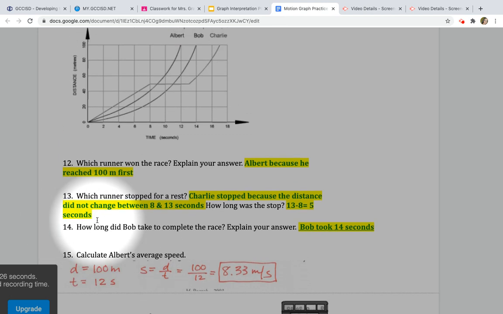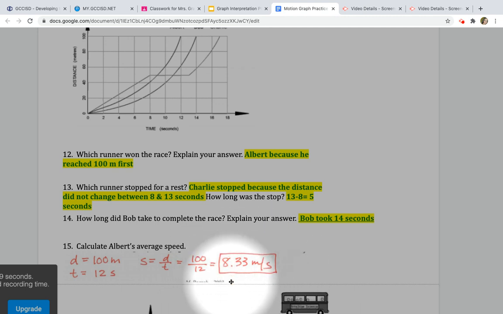And now we are going to calculate Albert's average speed. So we are given a distance of 100 meters. We are given a time for Albert of 12 seconds. STD triangle coming in handy, okay? So we have 100 meters divided by 12 seconds gives us 8.33 meters per second for that speed.